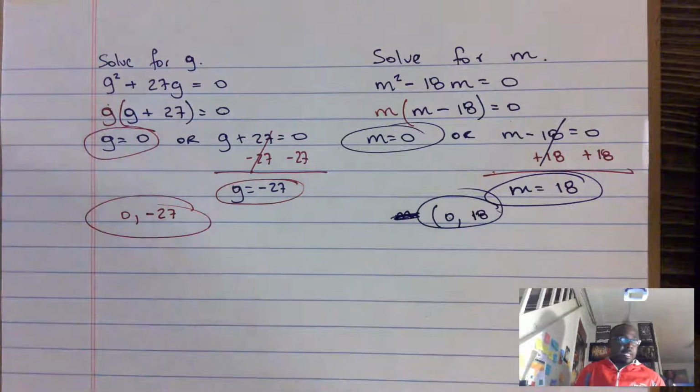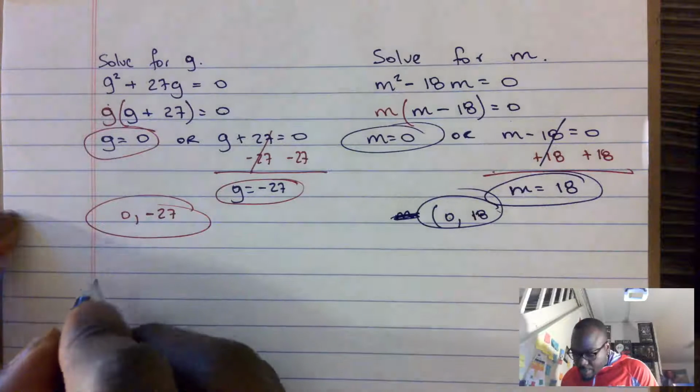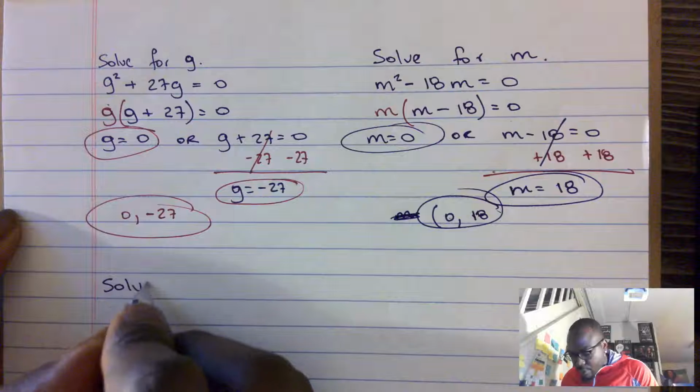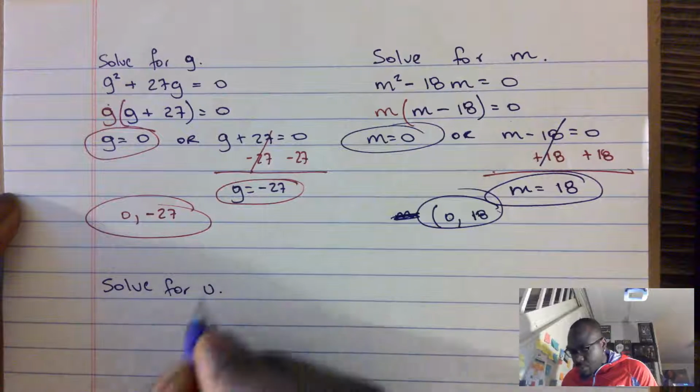So let's look at another problem or two to see if we can find something a little bit more challenging. So, all right, I have solve for u. All right, solve for u.